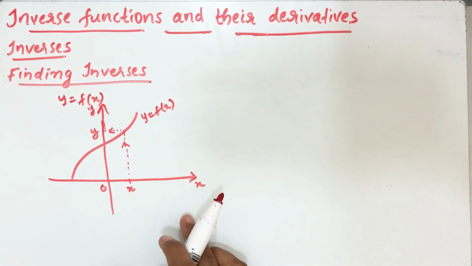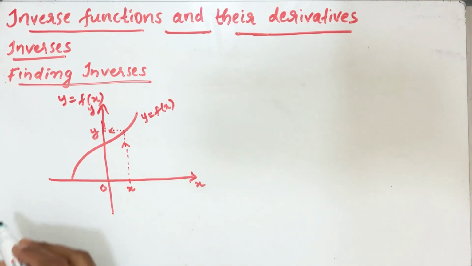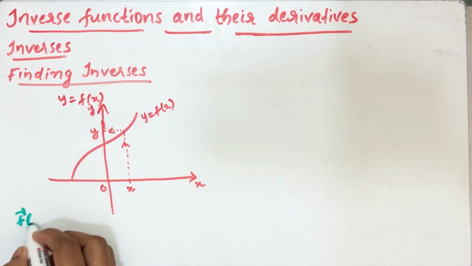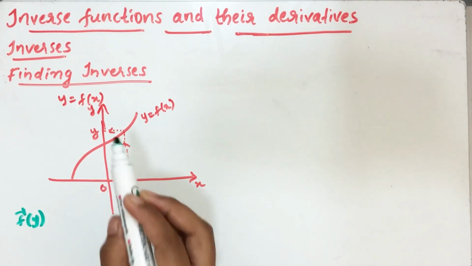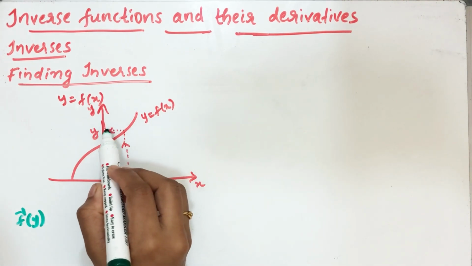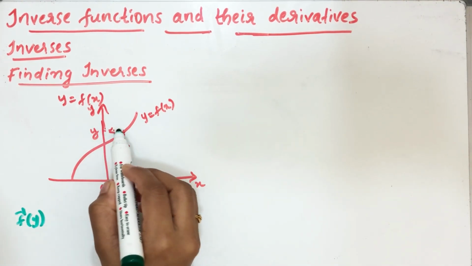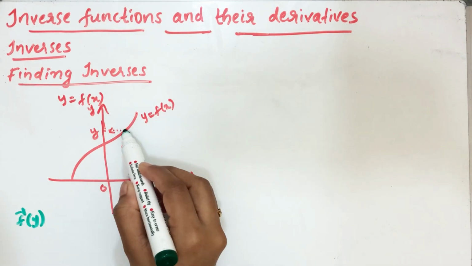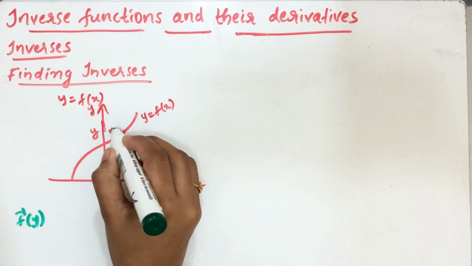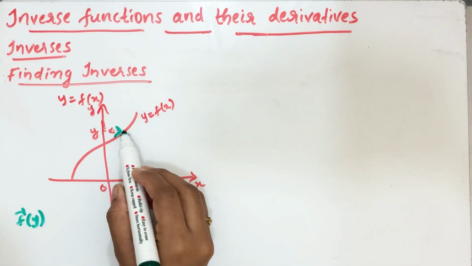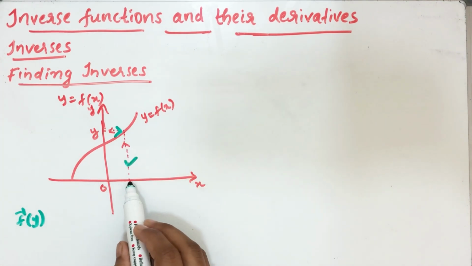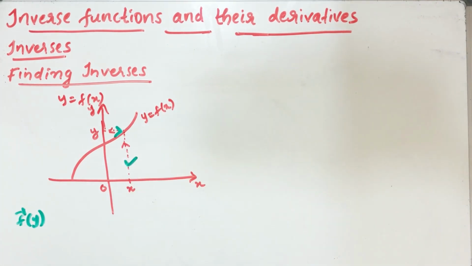Can we read f inverse from this graph? How to read f inverse of y from this graph? See, start from y, go to the curve, and find x. So we can go in this direction to read f inverse of y. So this is f inverse of y.